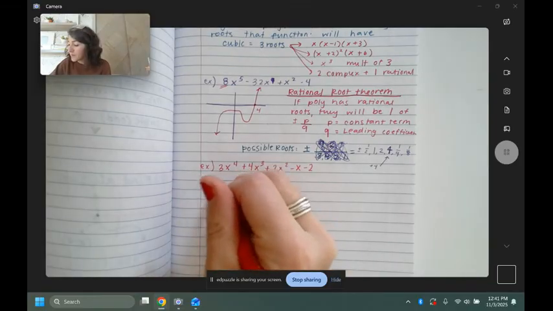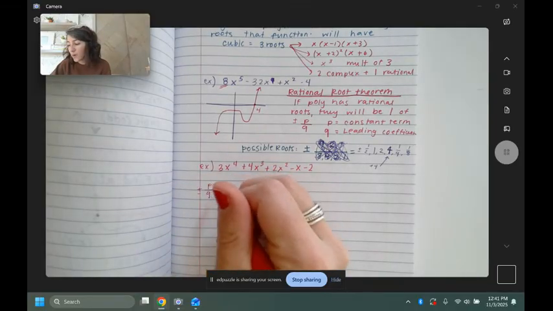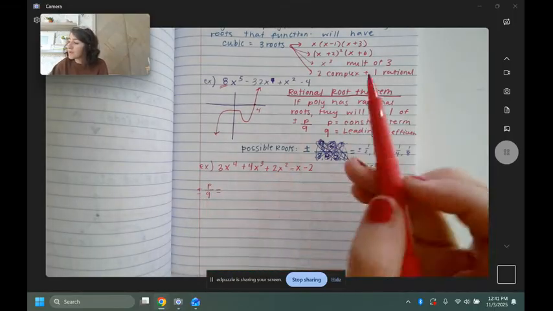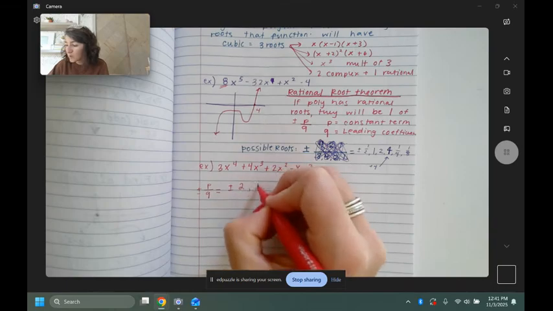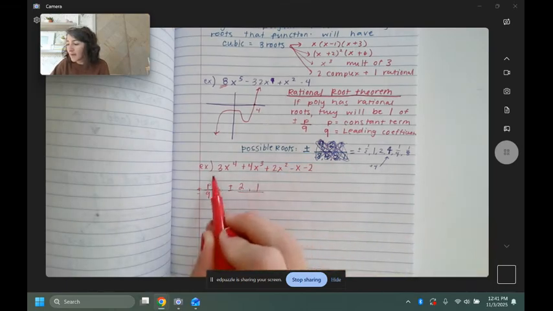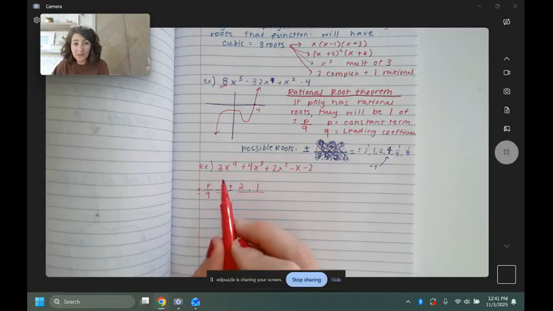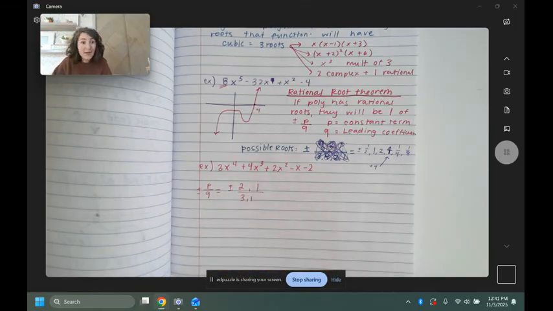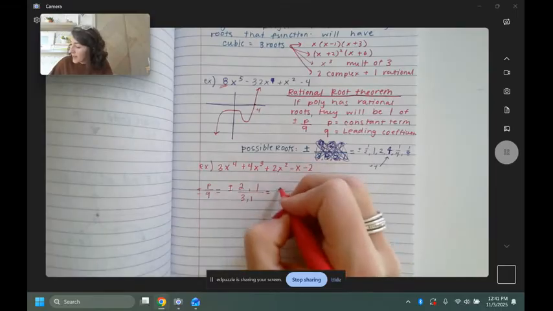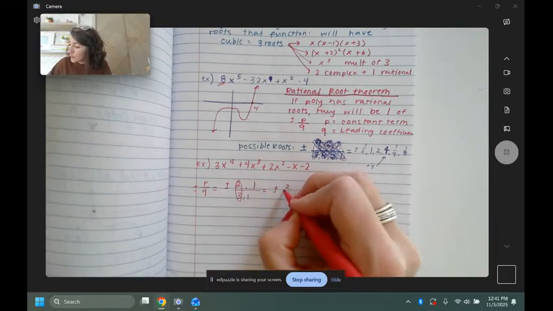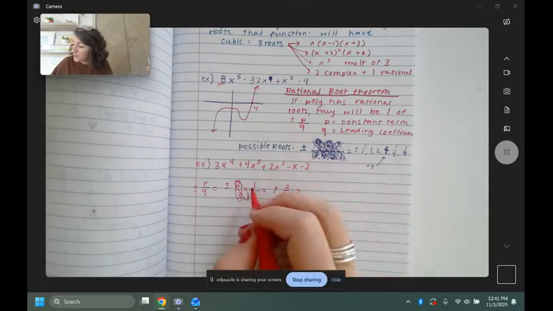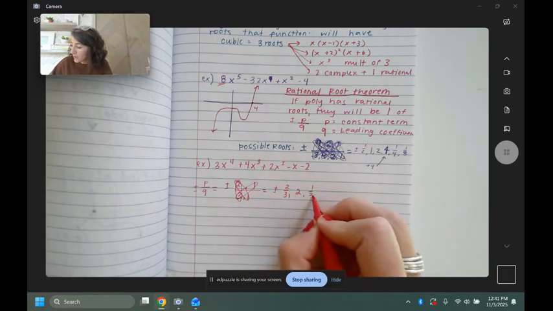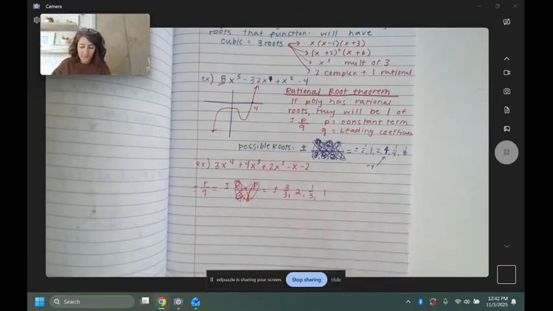So p divided by q. All the possible factors of p, your constant term, so 2 or 1, divided by all of the factors of your leading coefficient, 3 or 1. Oh, not too many this time. So you could have plus or minus 2/3, 2 divided by 1 is just 2, 1/3 or 1. So let's try it.